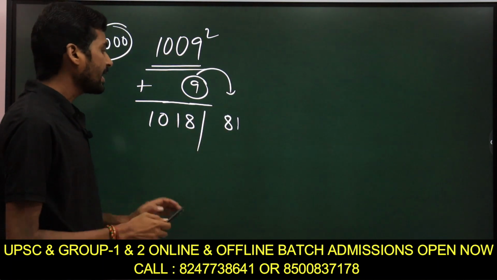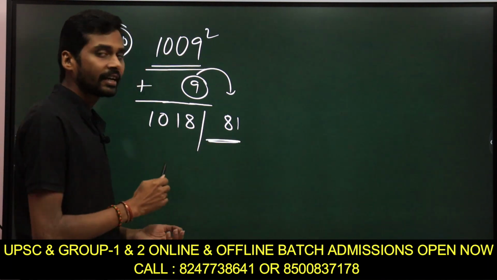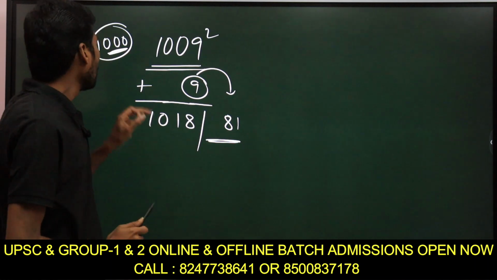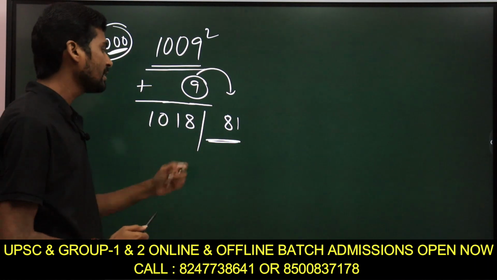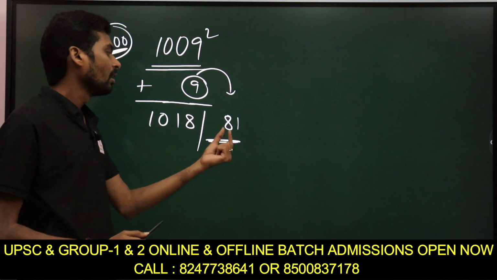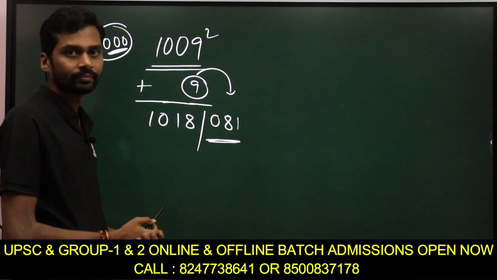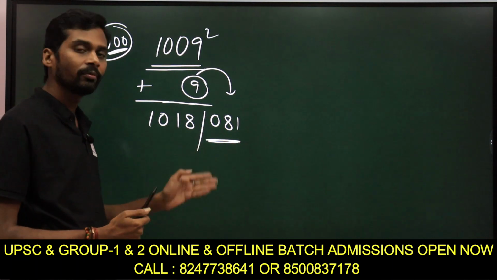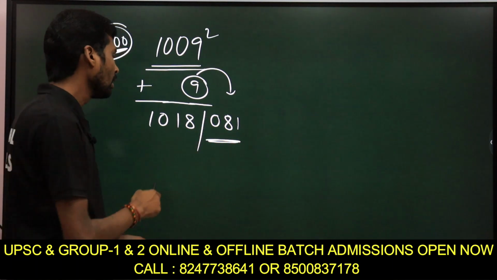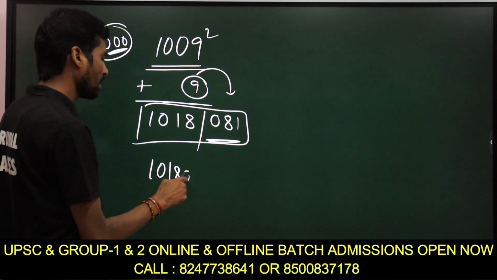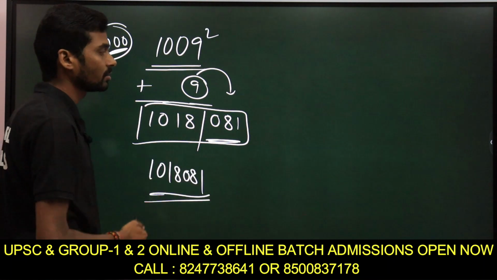But make sure that the number of digits in the right side part should be equal to the number of zeros in the base value. How many zeros do you have? 3 zeros. That means I should have 3 digits only. But I had only 2 digits, so I had to put a 0 before it. So what is the final answer? 1018081. So this is my final answer.